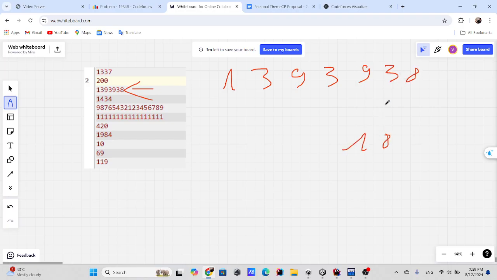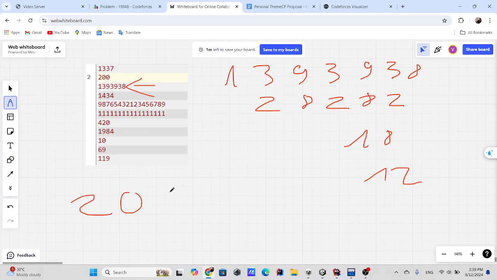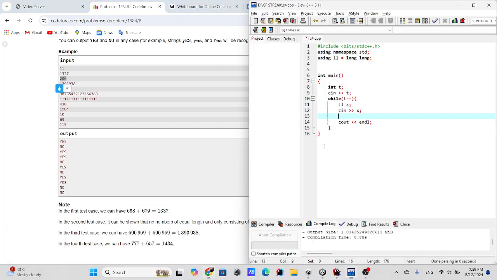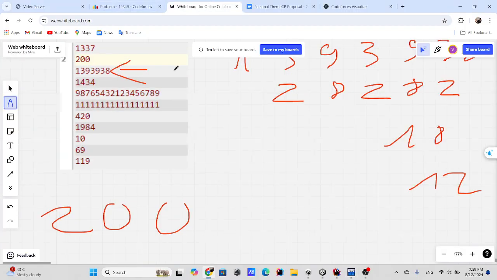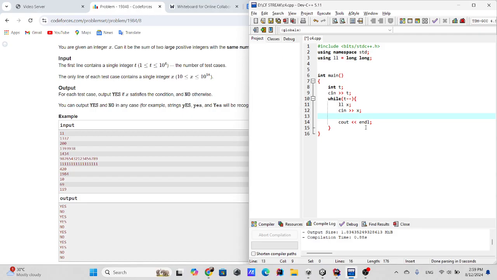18 will be okay. 12 is also okay. 18 is also okay. So why no? Why is the 30th case yes, right? How about this one? 200. 2 can be correct. I saw it right at first glance. It's not that difficult. Okay, let's do it, guys.